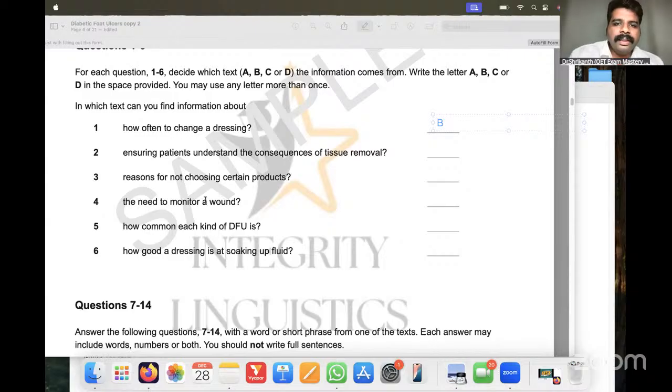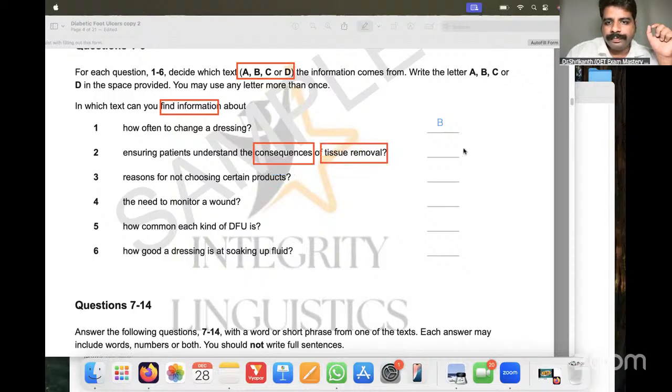Now, let's take a look at the second question over here. What is the second question? Ensuring patients understand the consequences of tissue removal. Here, our duty is to find in which text, whether it is text A, B, C, or D, we have to find this: ensuring patients understand the consequences of tissue removal. This is what we need to find out, right?